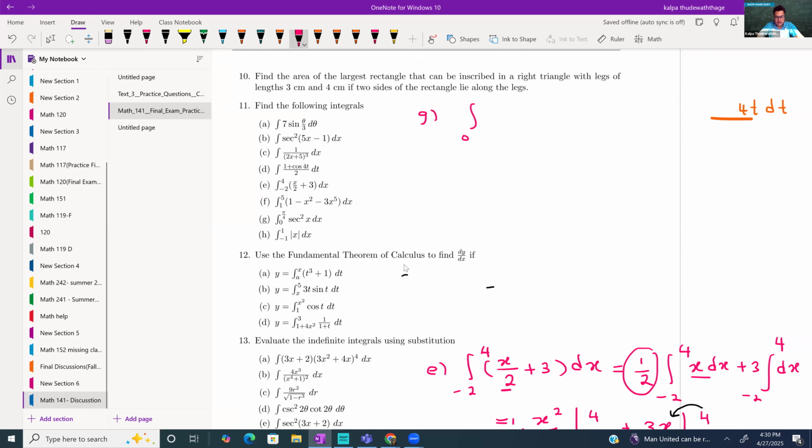So it's 0 to pi over 4, the integral of secant square x dx. I know the derivative of tan is secant square, so the integration of secant square is tan. If I plug in pi over 4, tan of pi over 4 is 1, and tan 0 is 0. So it's just 1. The answer is 1 in this case.